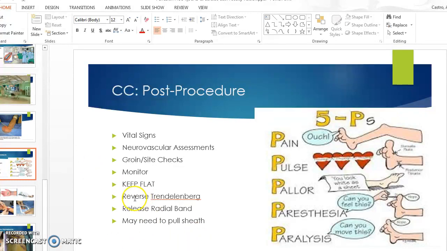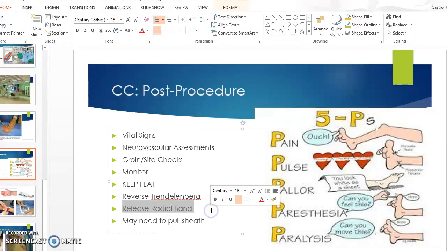the artery. If the patient needs to sit up a little bit over time, we can put them in a reverse Trendelenburg position to sit them up but still keep their body flat. If they had a radial catheterization done, we may have to release that radial band, which is like a pressure dressing. And I have some pictures on the next slide. And then depending on where we work, you may have to pull the sheath.